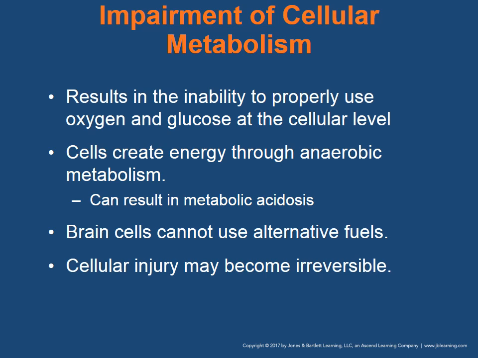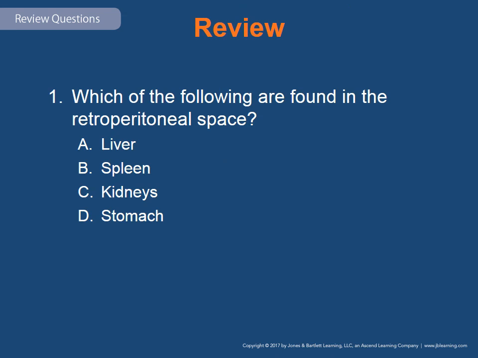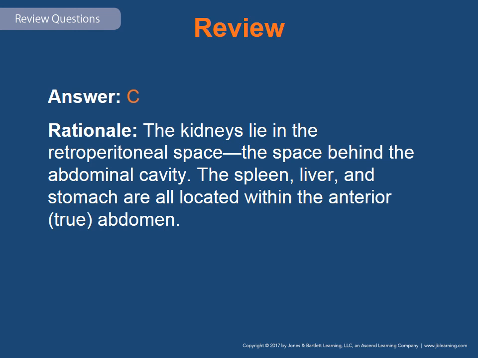So now let's go into the review. Which of the following are found in the retroperitoneal space? Is it the liver, the spleen, kidneys, or the stomach? So C, the kidneys. They lie in the retroperitoneal space, the space behind the abdominal cavity. The spleen, liver, and stomach are all located within the anterior true abdomen.